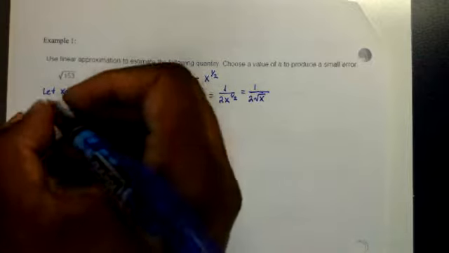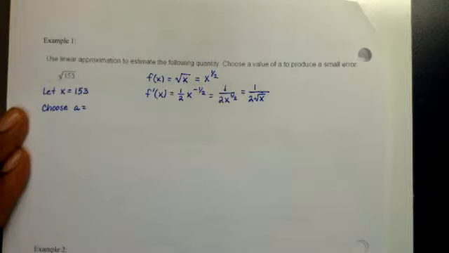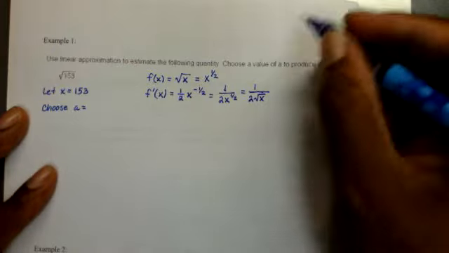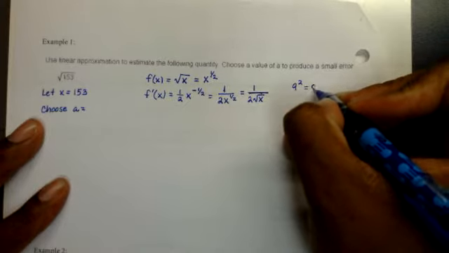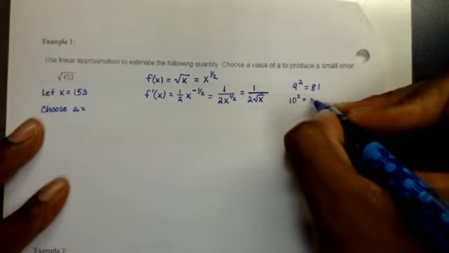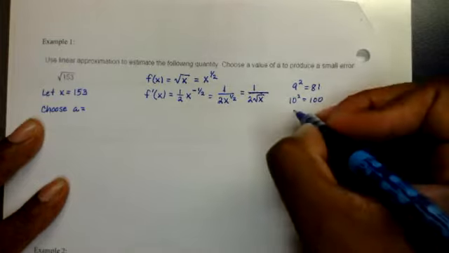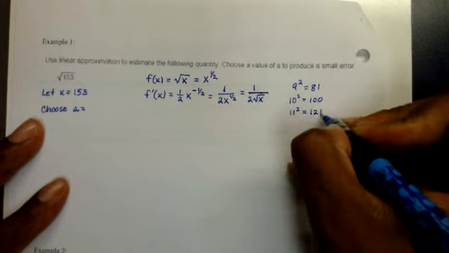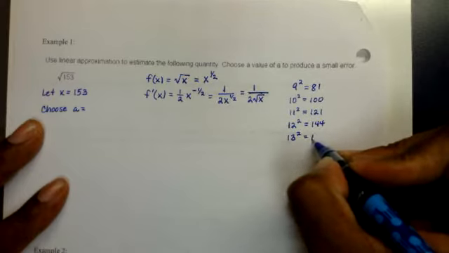All right, now, since I let x equal 153, what I need to do here is choose some value of a that's closest to 153 and is a perfect square. Because of course, I can take the square root of a perfect square and get a whole number from it. So I'm going to list a partial listing of perfect squares, like 9 squared is equal to 81. 10 squared is 100. I'm just trying to pick a perfect square that's closest to 153. 11 squared will be 121. 12 squared is 144. 13 squared is 169.